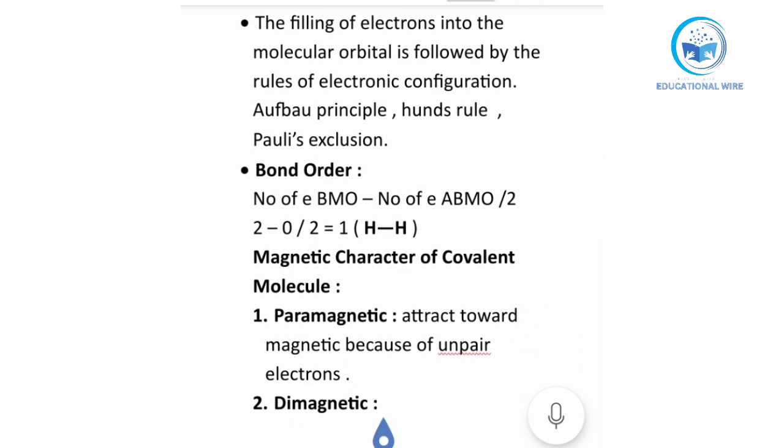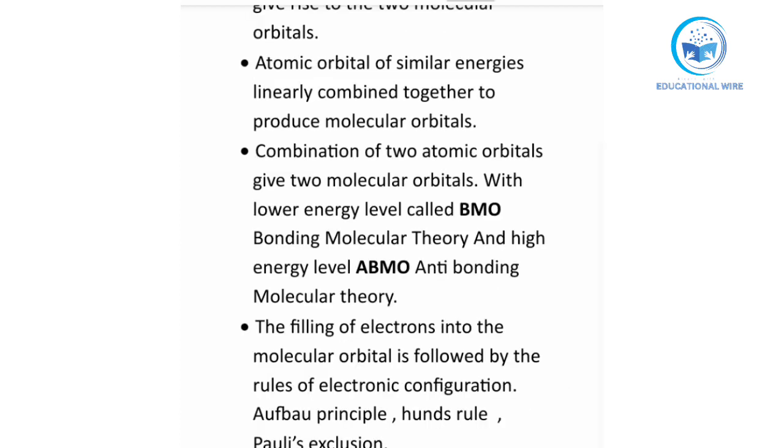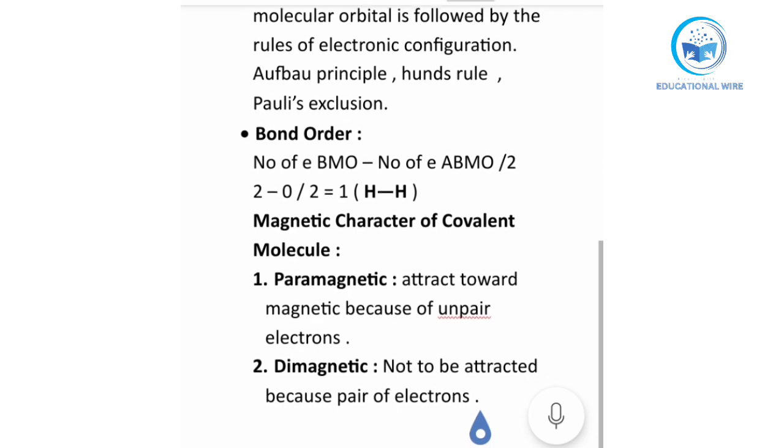The opposite happens in diamagnetic. In diamagnetic there will be no attraction, because of pairs of electrons. Here is a pair of electrons, so this is called a lone pair, or you can also say a covalent pair. So our hydrogen was diamagnetic because we have two electrons, a pair of two electrons, one upward and one downward, in the bonding molecular orbital. That is why this is called the diamagnetic character of a covalent molecule, because it will not be attracted, since it is in a pair.